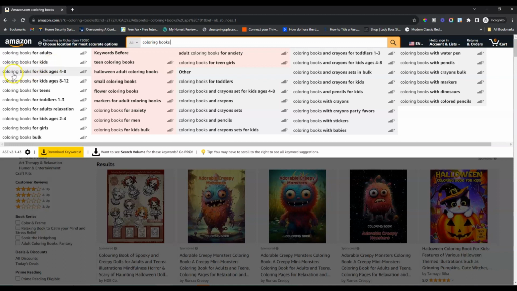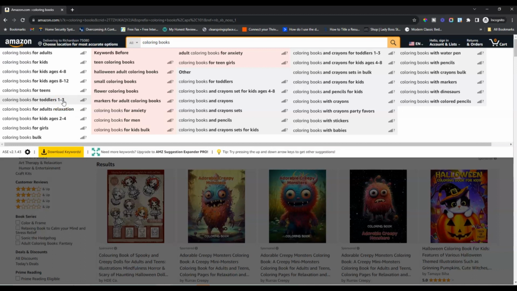Now, what I love is that you see that it's breaking it down even more. And this is key, because this is going from just a general coloring book to a coloring book for adults, a coloring book for kids. Now it's going to coloring books for kids ages 4 through 8. So what I would do is put that on a spreadsheet, coloring books for kids ages 8 through 12, and then maybe put one more, coloring books for toddlers ages 1 through 3. So basically you would just take all of these down, the ones that you're interested in.